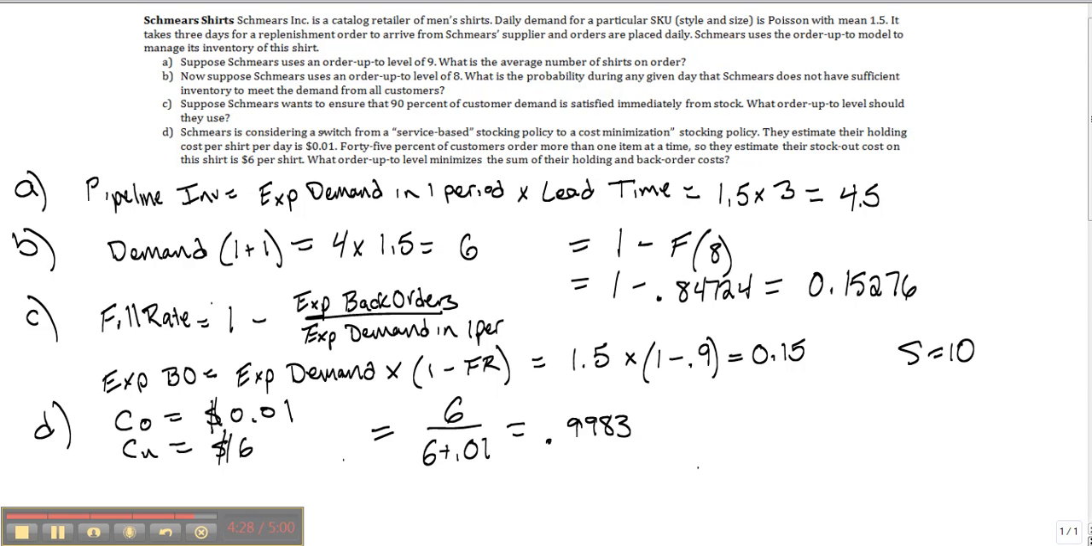Expected demand over the lead time plus 1 periods is a Poisson with mean equal to 3 plus 1, or 4, times 1.5, which is equal to 6. We saw that for that earlier. So then, from the Poisson distribution function table, looking for a mean of 6, we realize that the order up to quantity that corresponds to this 0.9983 is between 13 and 14. Thus, using the roundup rule, the order up to level should be S is equal to 14.